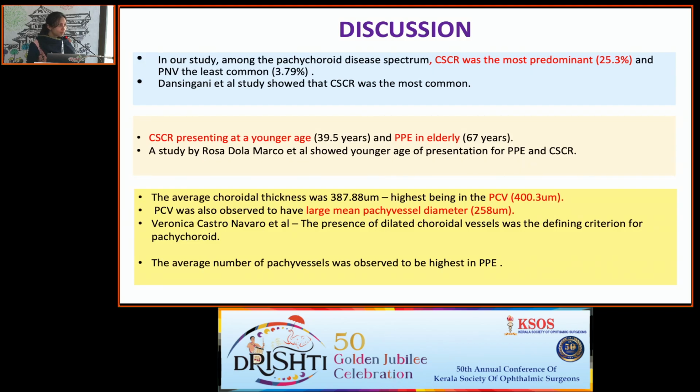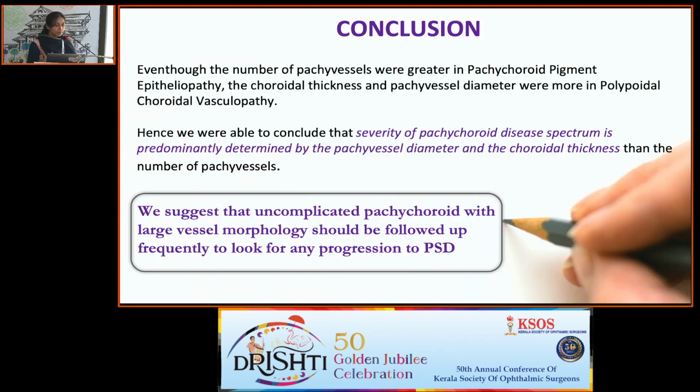A study conducted by Veronica Castro Navarro et al. showed that the presence of dilated choroidal vessels was a defining criterion for pachychoroid. However, the average number of pachyvessels was observed to be more in the pigment epitheliopathy. So, though the number of pachyvessels is more in pigment epitheliopathy, the choroidal thickness and the mean pachyvessel diameter were observed to be more in polypoidal choroidal vasculopathy.